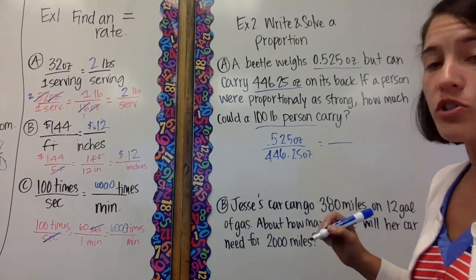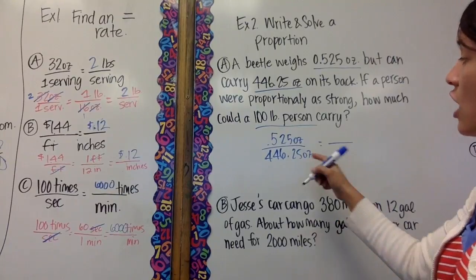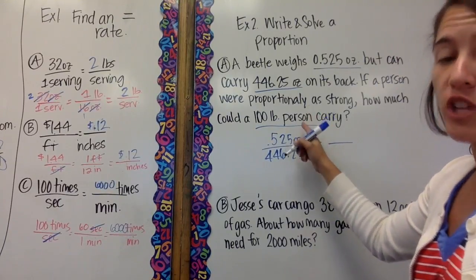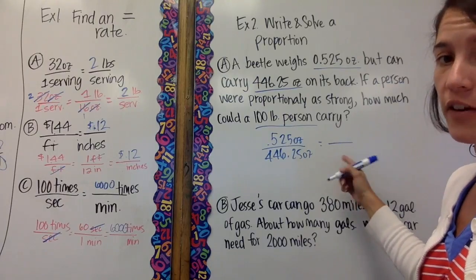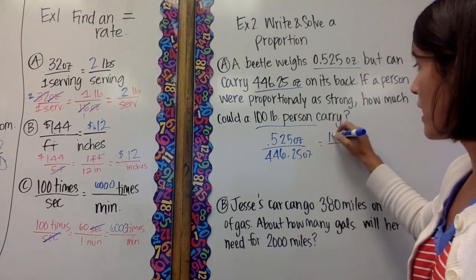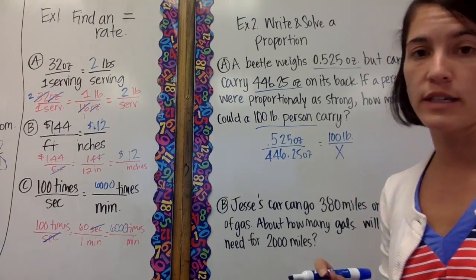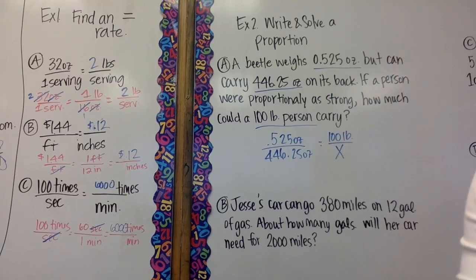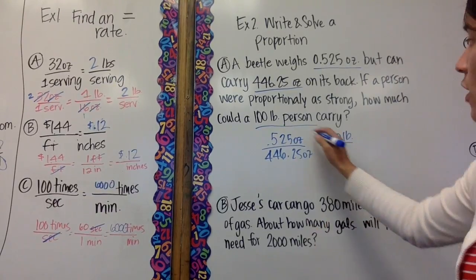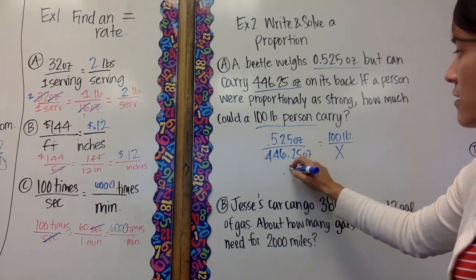This is proportional, so I'm going to write a proportion. It's proportional to a person, a 100-pound person. So should 100 pounds go with the weight of the beetle or should it go with the carrying? And it should go with the weight of the beetle. And then our variable is going to go in the denominator. Now, you should use a calculator. And we're going to find the cross products. We're going to cross multiply 0.525 times x.